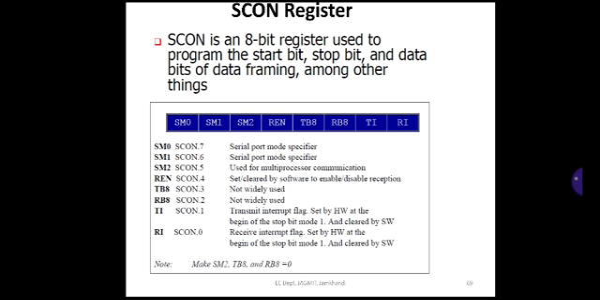The figure shows various bits of the SCON register. As we know, SCON is an 8-bit register, so all 8 bits of SCON are shown. SCON is a bit addressable register, so single bits also can be accessed. They are SM0, SM1, SM2, REN, TB8, RB8, TI and RI. These are the bits in the SCON register.